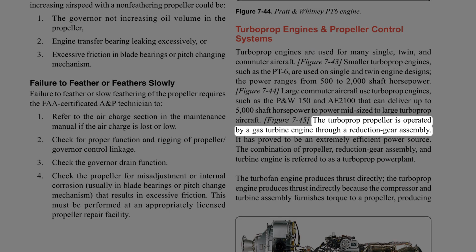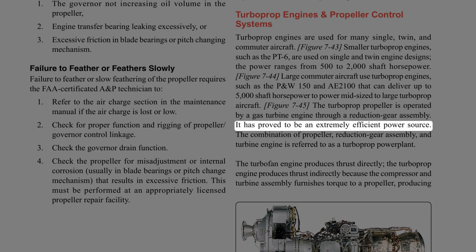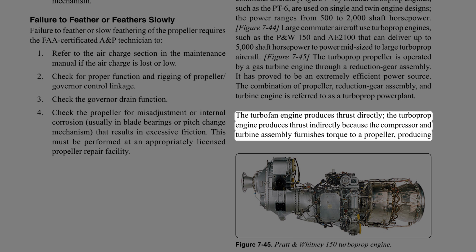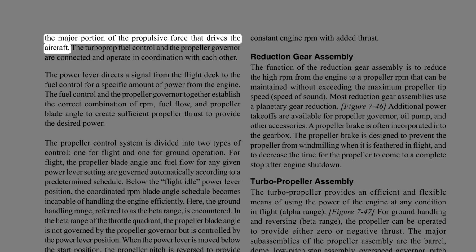The turboprop propeller is operated by a gas turbine engine through a reduction gear assembly. It has proved to be an extremely efficient power source. The combination of propeller, reduction gear assembly, and turbine engine is referred to as a turboprop powerplant. The turbofan engine produces thrust directly. The turboprop engine produces thrust indirectly because the compressor and turbine assembly furnishes torque to a propeller, producing the major portion of the propulsive force that drives the aircraft.